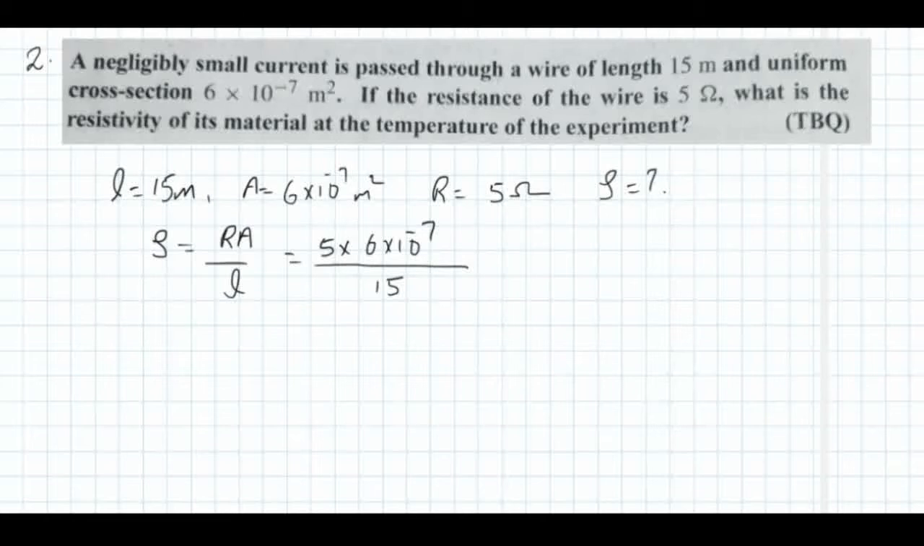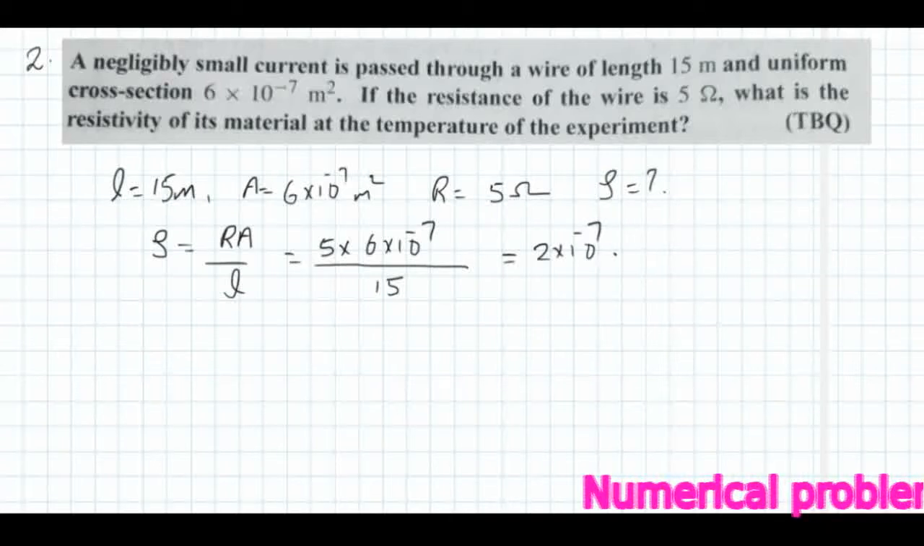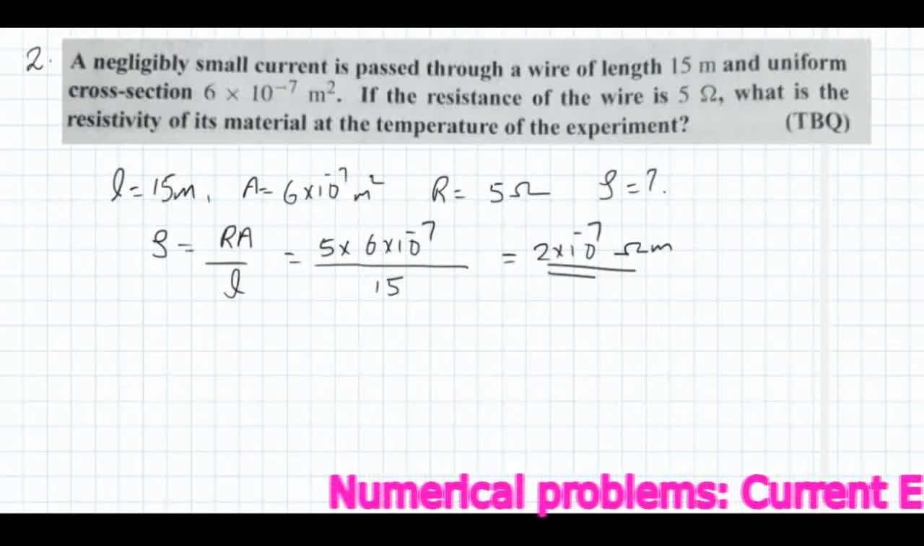So on solving this equation, we will get the resistivity, and the resistivity of the material will be 2 into 10 power minus 7 ohm meter. That is the answer.